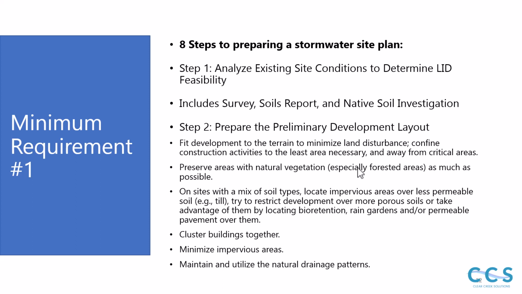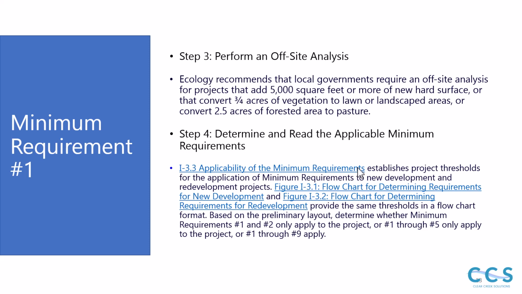So well-draining soils, you don't want to put drain to those areas, because that water is going to end up seeping into the ground. Take advantage of that by using LIDs such as bioretention. Try to cluster buildings together, minimize the impervious areas, and maintain and utilize the natural drainage patterns of the site. Step 3, perform an off-site analysis. Ecology recommends that local governments require an off-site analysis for projects that add 5,000 square feet or more of new hard surface, or that convert 3/4 of an acre of vegetation to lawn or landscaped, or convert 2.5 acres of forested area to pasture.